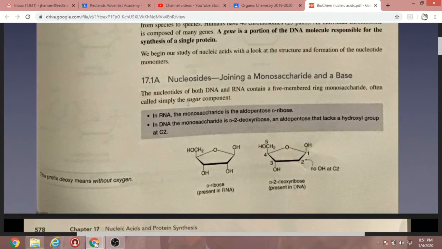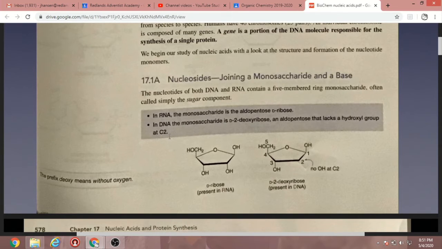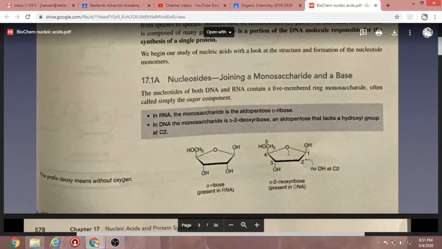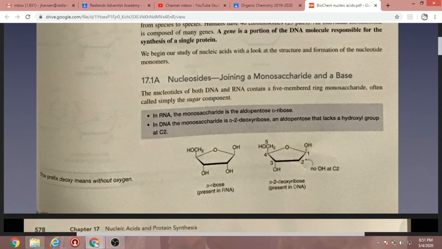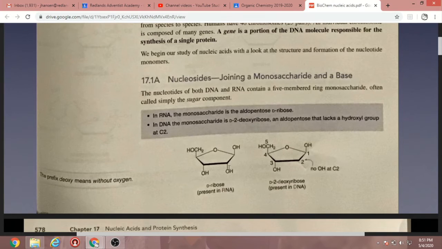For RNA, you guessed it, the sugar is ribose. For DNA, you guessed it, the sugar is deoxyribose. So they're basically the same pentose. They're both aldopentoses, which means pentose means it's a 5-carbon sugar. Aldo means it has the aldehyde group on it, right? So they're both aldopentoses. Everything is identical except for right here on the second carbon.